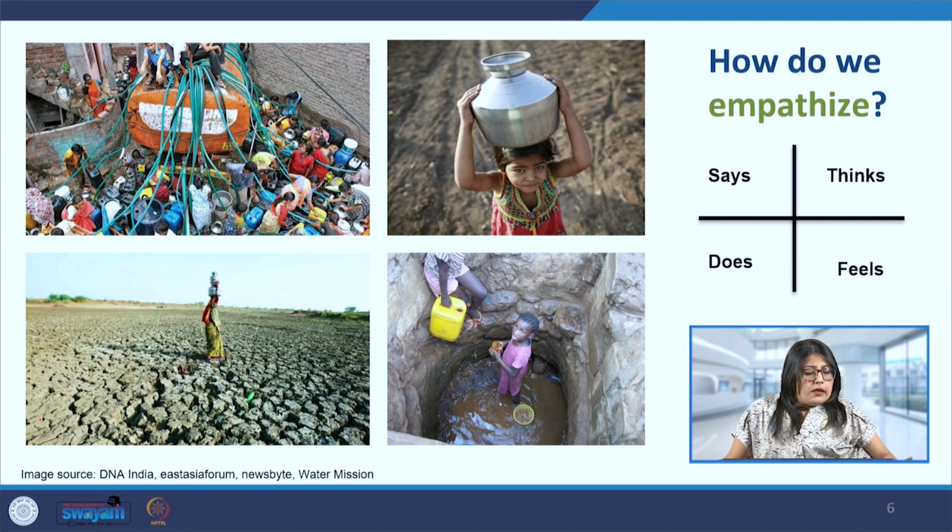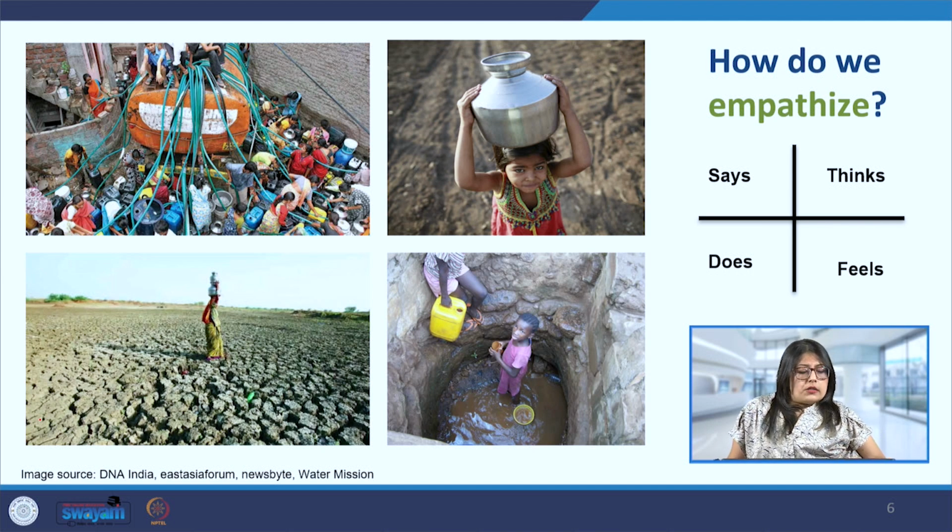Just for illustration purposes, when we are asking them the pertinent questions, the user may inform us that we walk miles every day to collect water from a distant well, and the water we get is often dirty and makes our children sick. So this is what is verbally being told to the researcher.